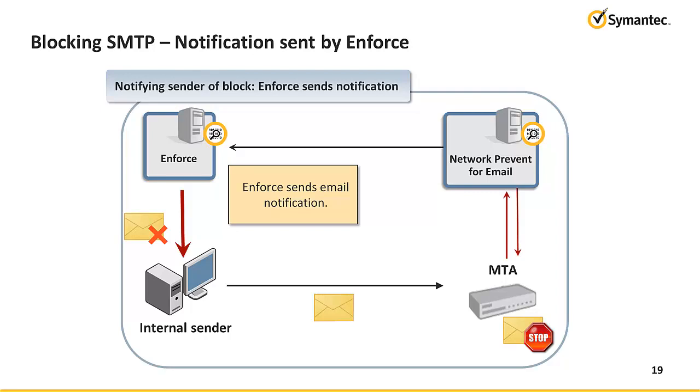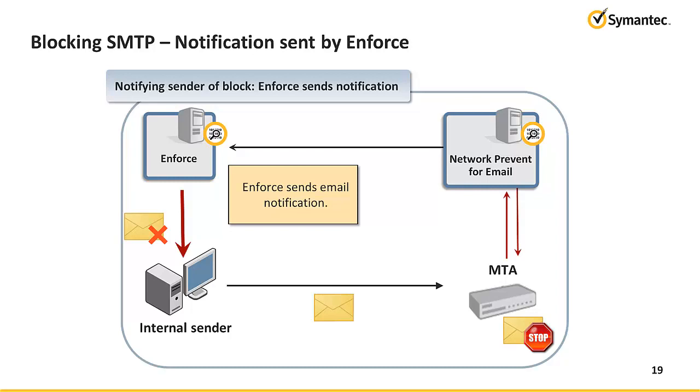If you want to use the Symantec-generated sender notification to notify the sender of the email block, Symantec recommends that you first suppress the MTA-generated non-delivery report. To do this, leave the bounce message to sender field blank in the block SMTP message response action. Next, add a send email notification action to the same response rule that includes the block SMTP message action. This configuration causes Symantec DLP to suppress the MTA-generated notification and send your customized notification from the enforce server instead.